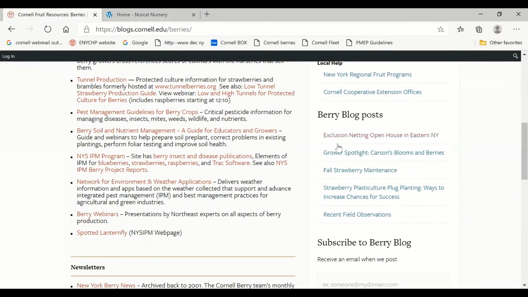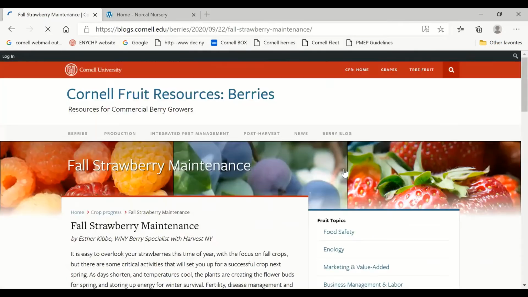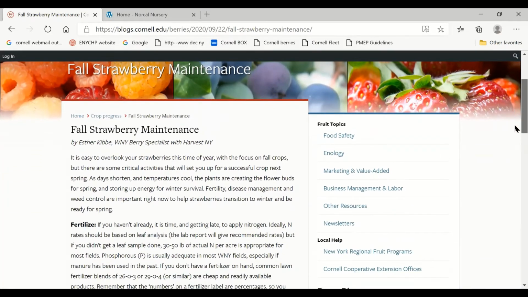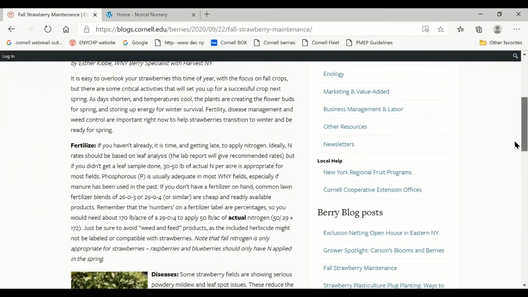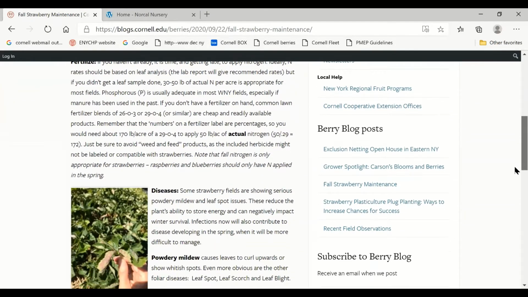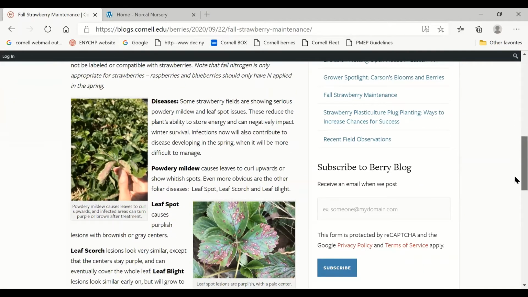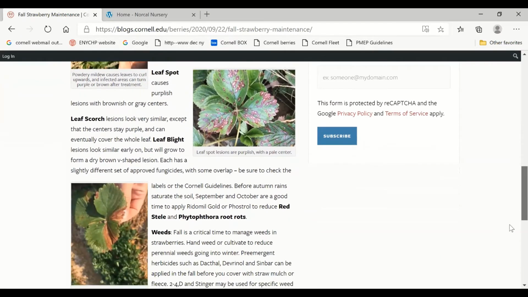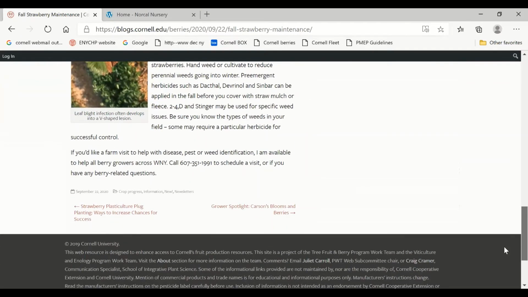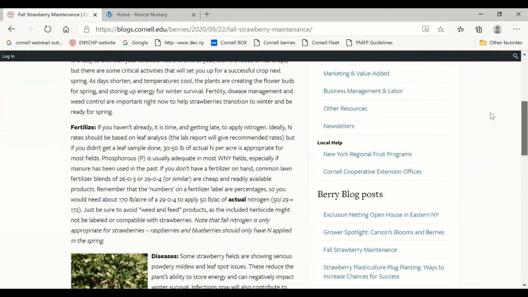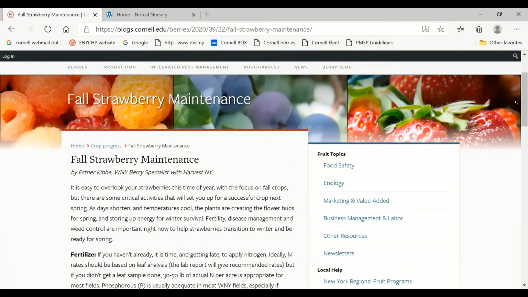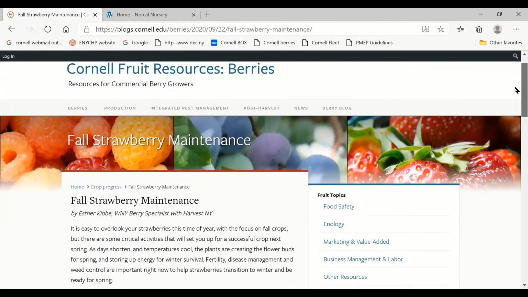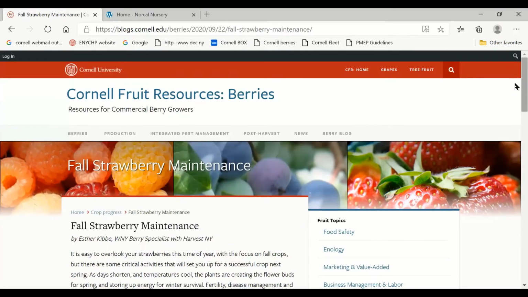Like here's a fall strawberry maintenance berry blog post. My colleague Esther Kibbe contributes to this blog, so it's free. And there's a bunch of information about taking care of strawberries and how to understand some of the fall diseases and things like that. So all of this is available on the blog. I sometimes have things on the blog, but I'm in a different program in Eastern New York and we have an enrollment. So our growers enroll to be in the program and then we have to send their newsletter straight to them.